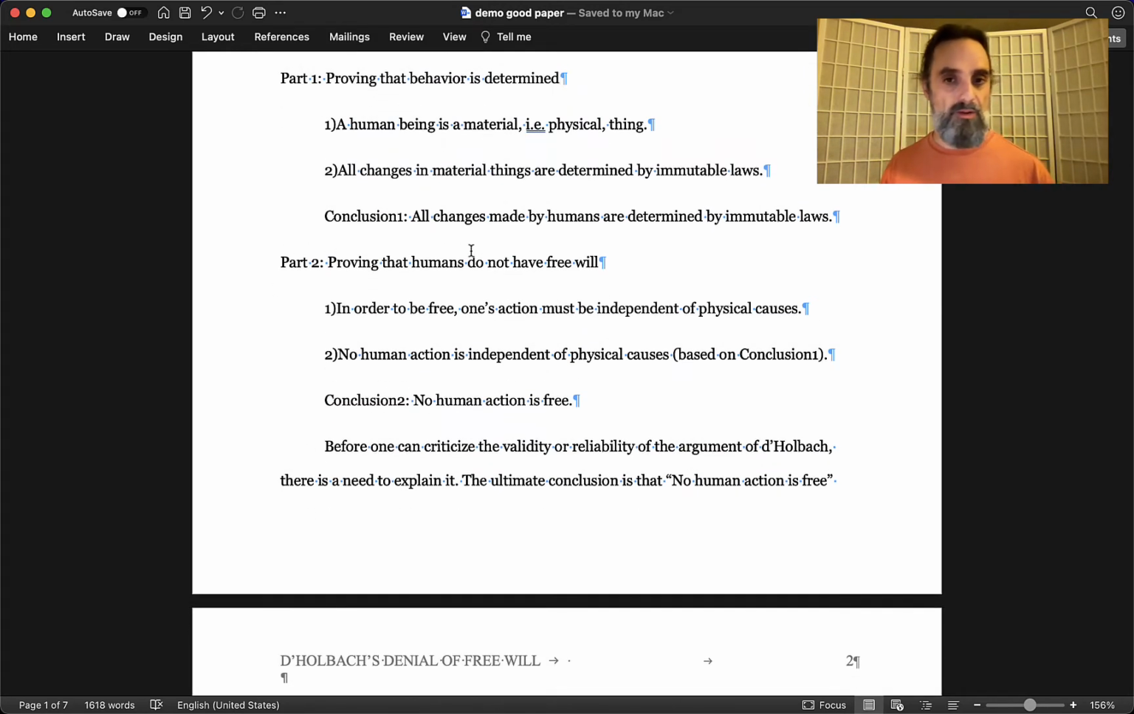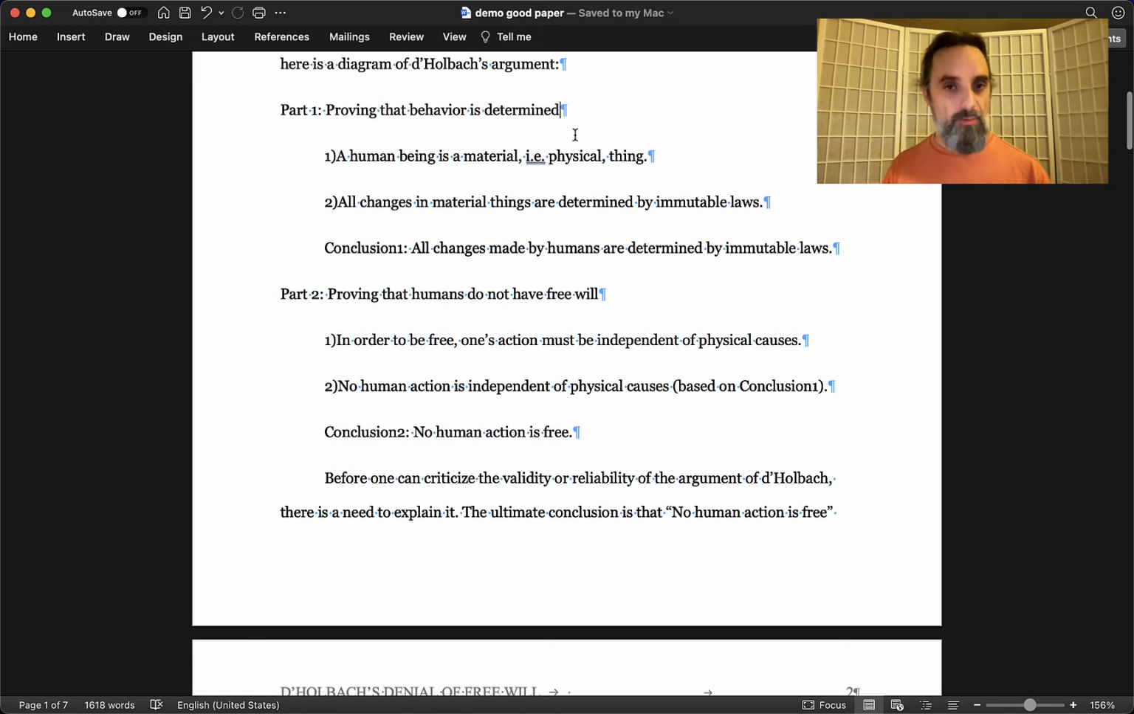Part 2, proving that humans do not have free will. 1, in order to be free, one's actions must be independent of physical causes. And 2, no human action is independent of physical causes based on conclusion 1. Here we're learning how this part relates to the previous part. Conclusion 2, no human action is free. So this is all pretty straightforward.